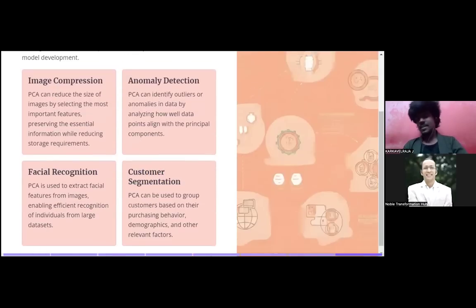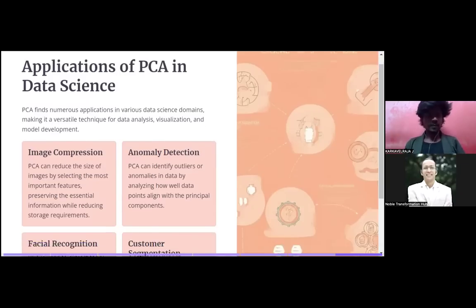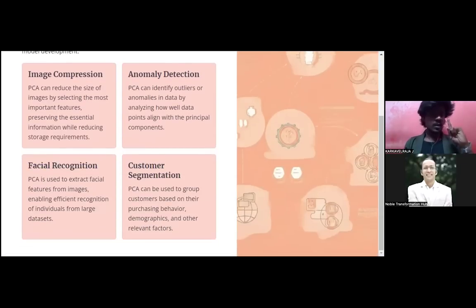Okay. Let's see the applications of PCA. Guys, again, it is not limited to this. Any field which has the application of data science, PCA is going to work. PCA finds numerous applications in various data science domains, making it a versatile technique for data analysis, visualization, and model development. Image compression: PCA reduces the size of the image by selecting the most important features, preserving the essential information while reducing the storage requirement.